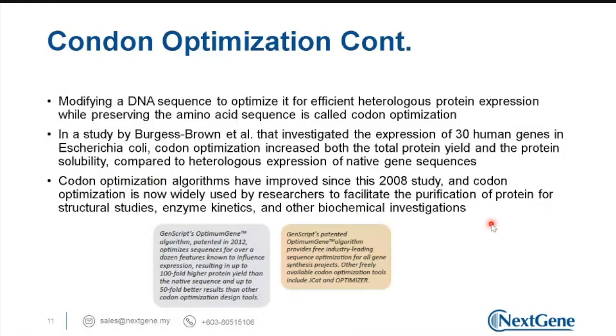Okay, so at GenScript, we are offering a free codon optimization service for all gene synthesis projects, and it's actually named OptimumGene. Other freely available codon optimization tools include JCAT and Optimizer.